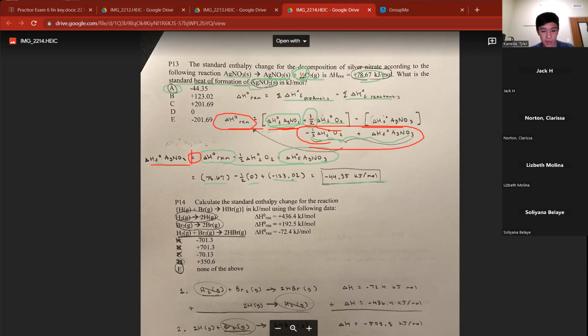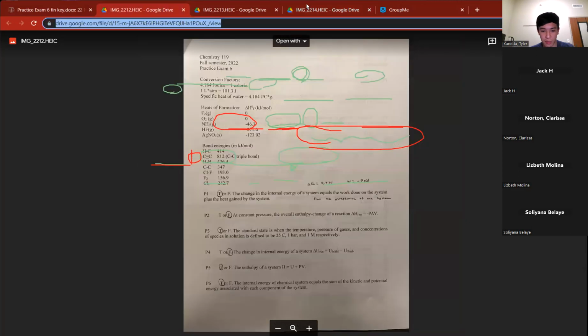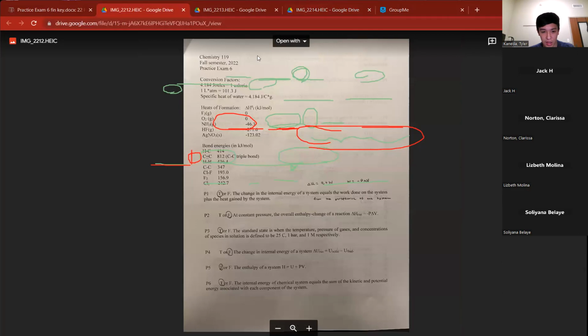The negative 123.02 comes from this right here, the heat of formation of AgNO3. And so all I did was I looked back at the front to see what that would be. Where is it? So heat of formation right here. And so I go down and I'm looking for the heat of formation of AgNO3, and I find it right here. And so the enthalpy of formation of that is just negative 123.02. That's where I got the numbers from.